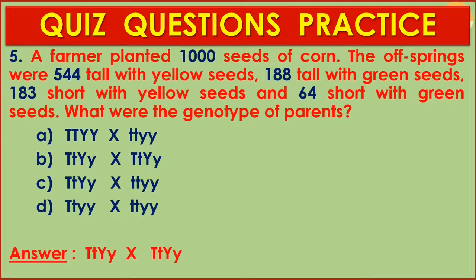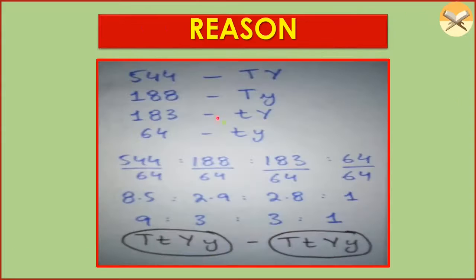The correct answer is TtYy crossed with TtYy. The farmer planted 1000 seeds of corn, among which 544 have the genotype T_Y_, 188 have T_yy, 183 have ttY_, and 64 have ttyy.